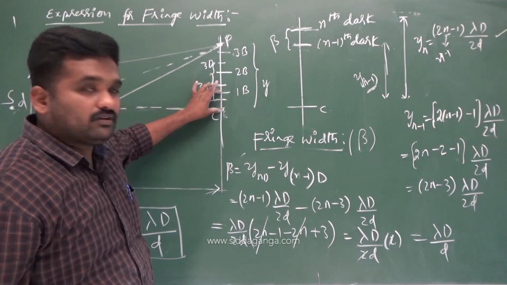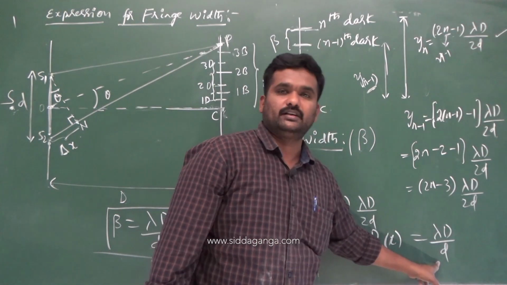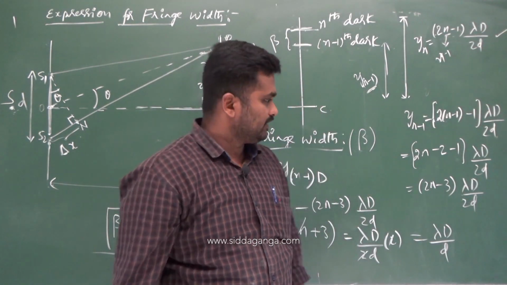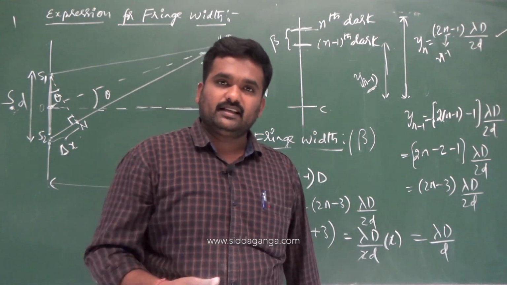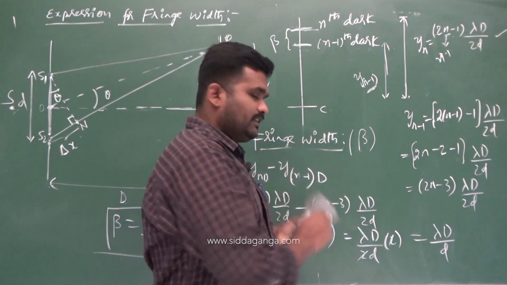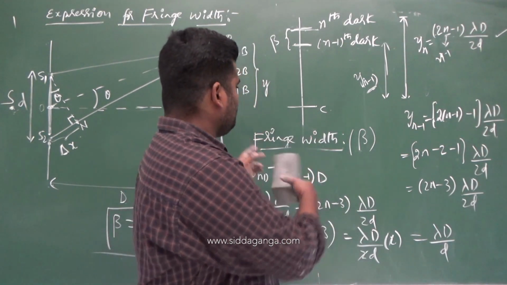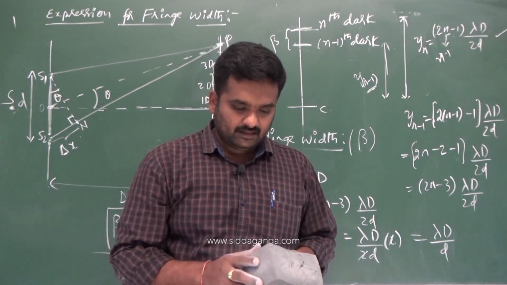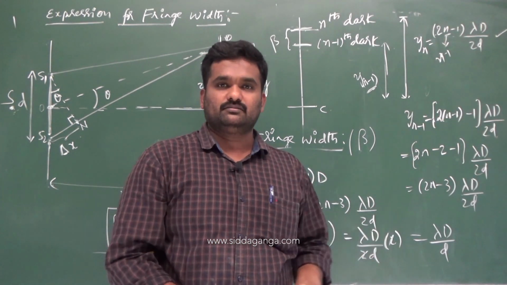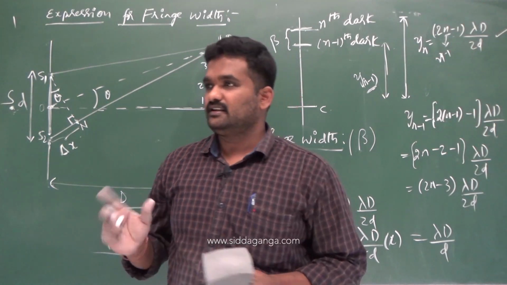Distance between two consecutive dark fringes, how much? Lambda capital D by small d. So this is the expression for fringe width. When they ask you in the exam, there is no need of doing both of them. In between, I gave even the distance of nth dark fringe formula also. You need not include that in the derivation again.